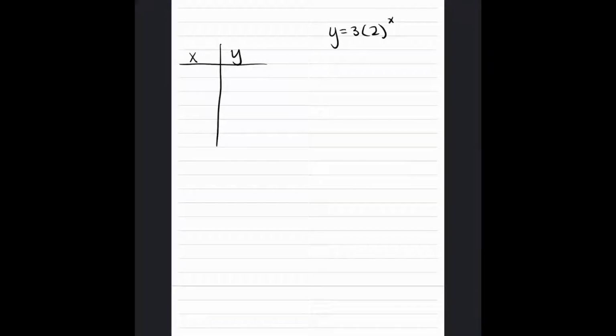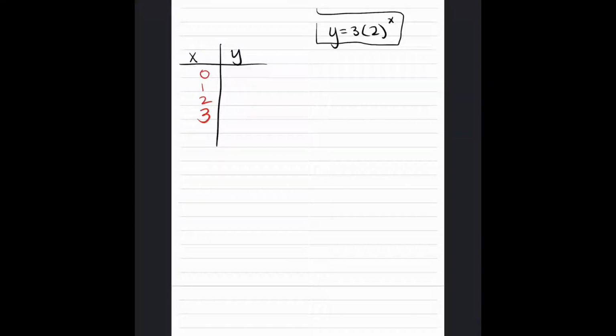Hi guys, so we're going to go over how to fill in the table for an exponential equation. We have the equation here on slide 9, and we're asked to make a table. First thing I'm going to do is pick values for x. I like to pick 0, 1, 2, and 3. I keep my values very simple, but you could pick any values you want.